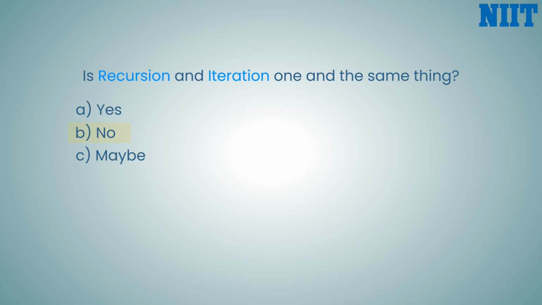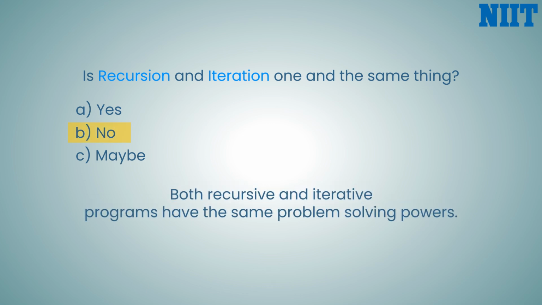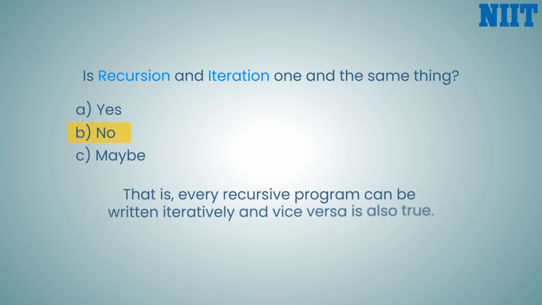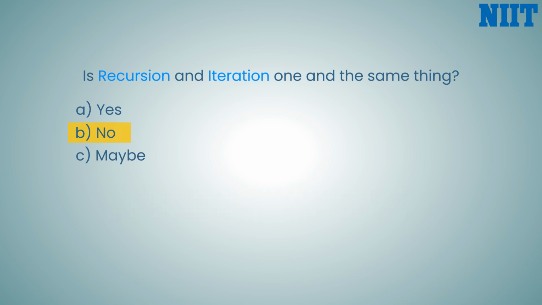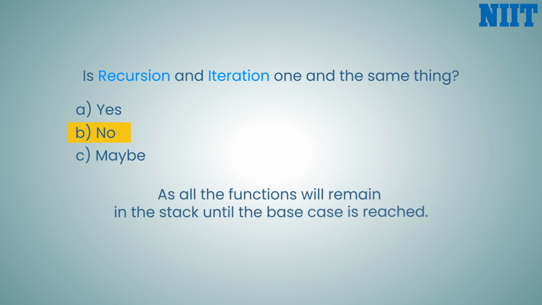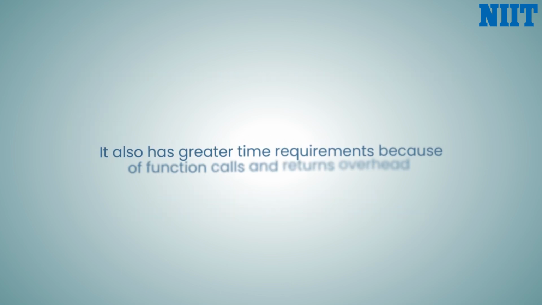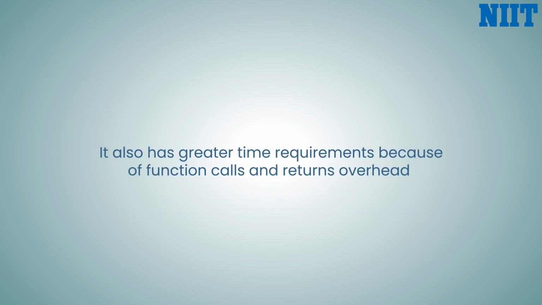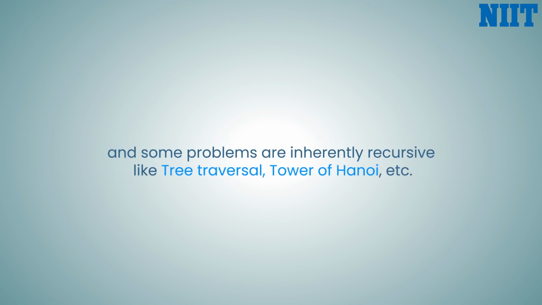Okay, so let me make it clear here. Both recursive and iterative programs have the same problem-solving powers. That is, every recursive program can be written iteratively and vice versa. The only difference is a recursive program has greater space requirements than an iterative program, as all the functions will remain in the stack until the base case is reached. It also has greater time requirements because of function call and return overhead, and some problems are inherently recursive, like tree traversals, Tower of Hanoi, etc.